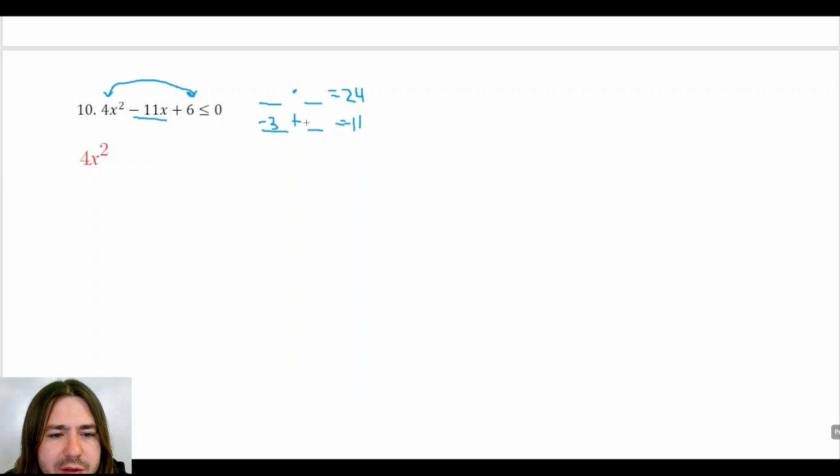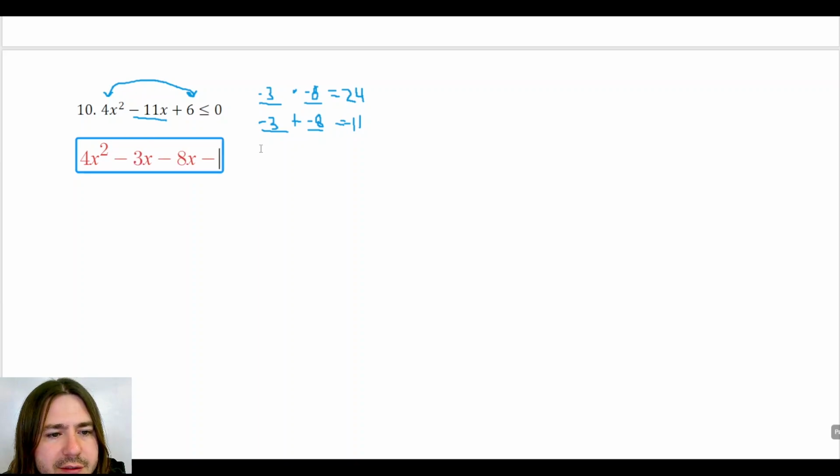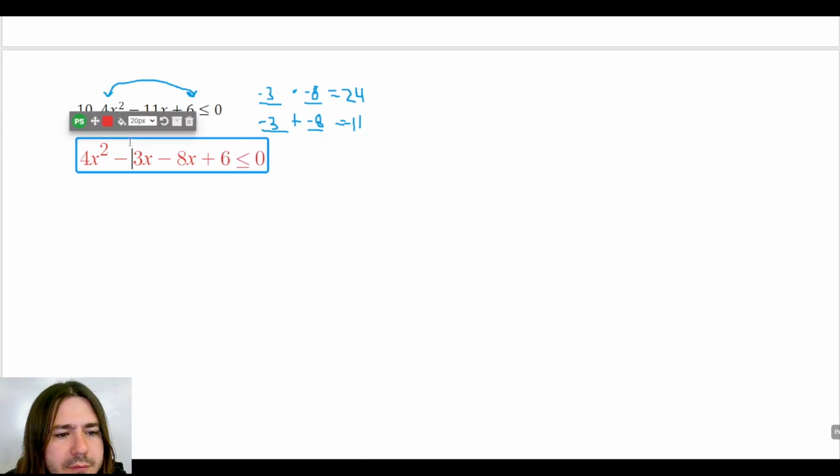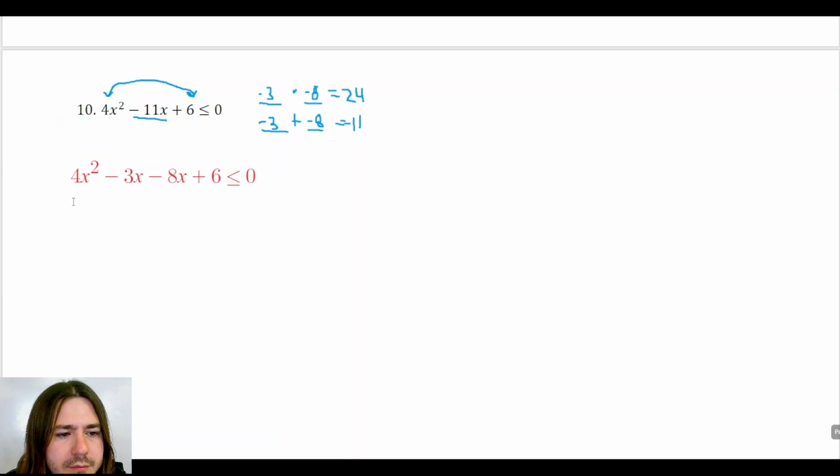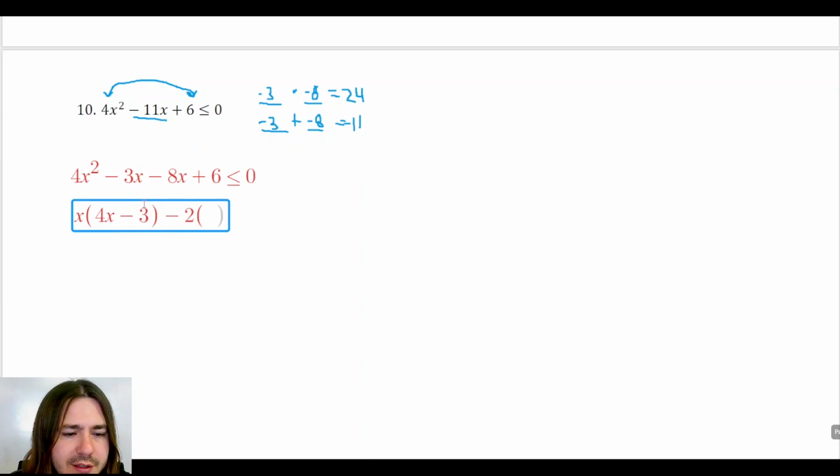Let's check that out. So -3 plus -8 is -11. Okay, so that's good. And then -3 times -8 is, in fact, 24. So yeah, we can go ahead and split up that -11x to be -3x minus 8x, and then the plus 6 will just stay there. Now we can do the actual grouping step by factoring out the GCF of the first 2 terms, which will be x, and we get 4x minus 3. And then the second one, we'll factor out a -2 and get 4x minus 3.